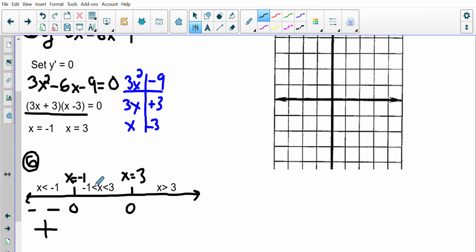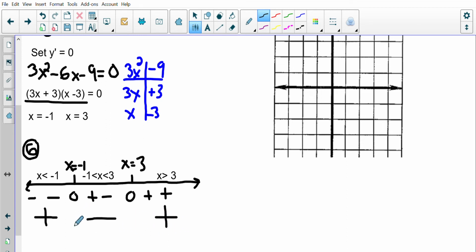A number between negative 1 and 3, 0 works. Put a 0 in my first bracket, it would be positive. Put a 0 in my second bracket, it would be negative. So it looks like our derivative is negative on that interval, so the function is decreasing. And then our last interval, greater than 3, I'll go with 4. Definitely positive in that first bracket, and 4 minus 3 would also be positive. So we got a positive.